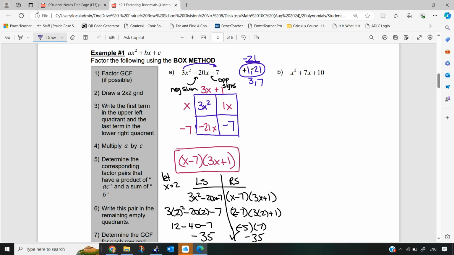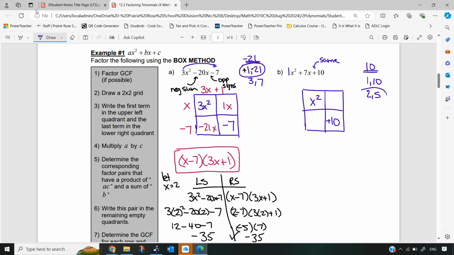Next example, we have x squared plus 7x plus 10. So again, I'm going to set up my 2 by 2 grid. I'm going to put the first term in the top left and the last term in the bottom right. And then I just need to determine the other two boxes. So in this case, my a value is 1. So 1 times 10 is 10. Writing out my factor pairs, I have 1 and 10 and 2 and 5. I notice that I have a positive product. So that's going to mean that I have the same sign. And I have a positive sum. So I want to have two numbers that multiply to be 10 and have a sum or difference of 7.